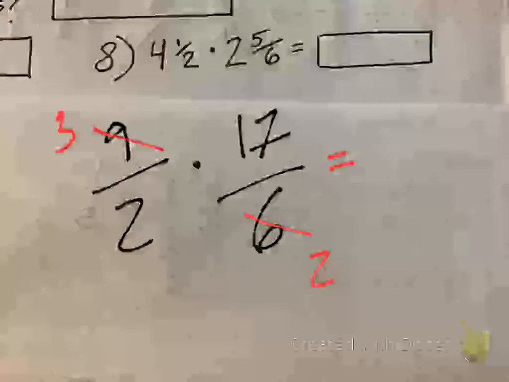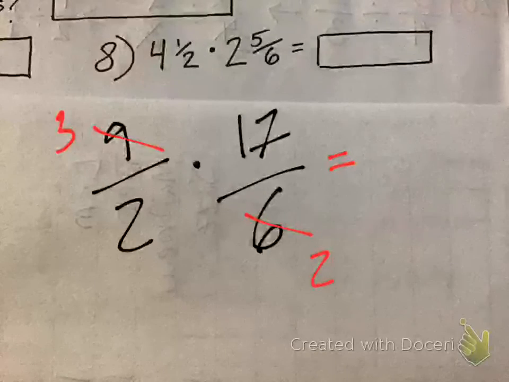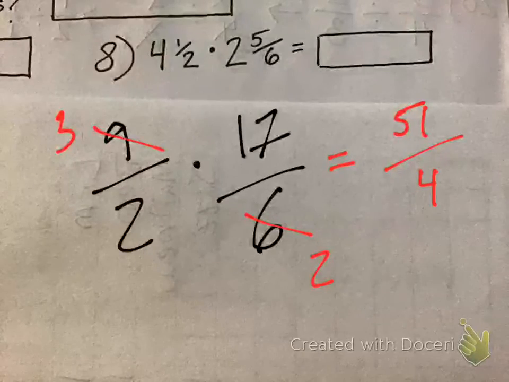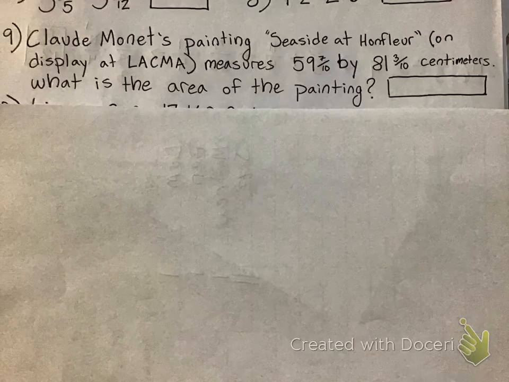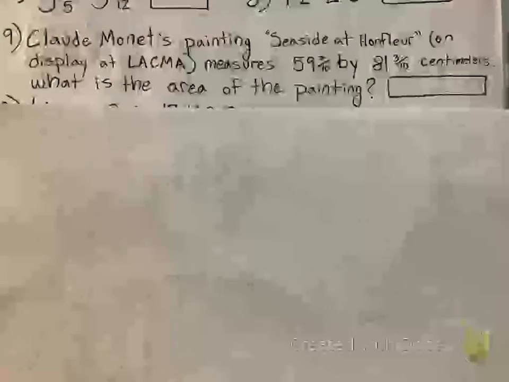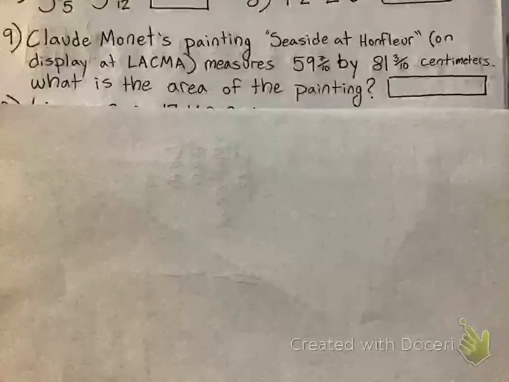What's 3 times 17, Trey? 51 over 2 times 2 is 4. How many times does 4 go into 51 without going over, Michelle? 12. And what's left over? 3/4. Excellent.